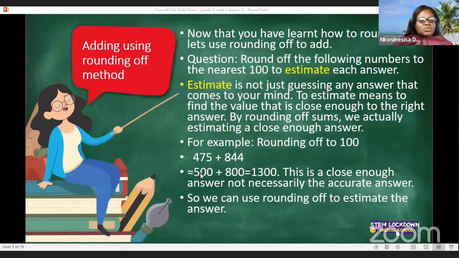So you don't even need to go to your book. If we're doing mental maths and I say 500 plus 475, automatically in your brain, you know it's 975, right? So that is the reason why we round off to estimate.